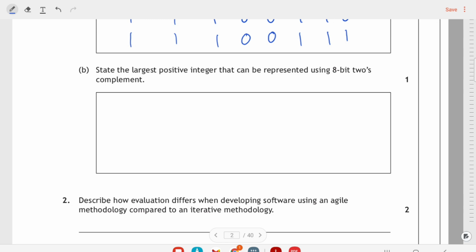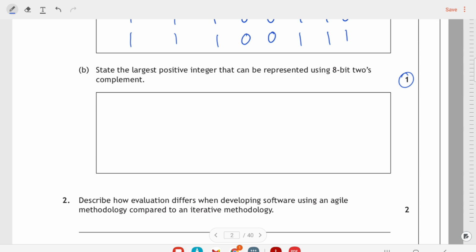So part B is then to find the largest positive integer that we can represent using 8-bit 2's complement. Now, this is only a 1-mark question. Quite often you would get a 2-mark question where you have to find the range, so you have to find the negative and positive end. But this time you're only getting the mark for the positive one. You're not going to lose the mark if you'd also written the negative one, but it's the positive one that you're getting the mark for.